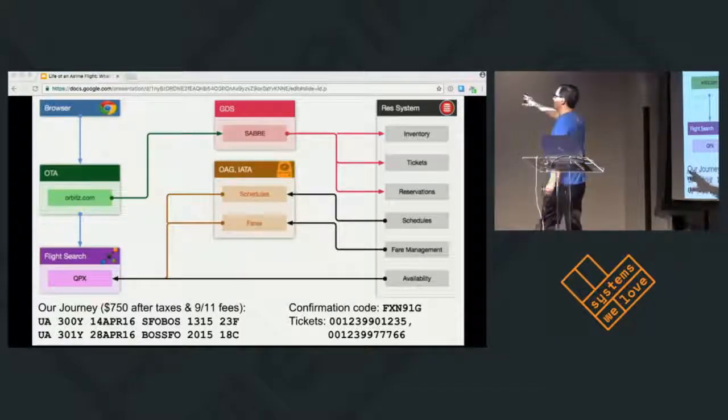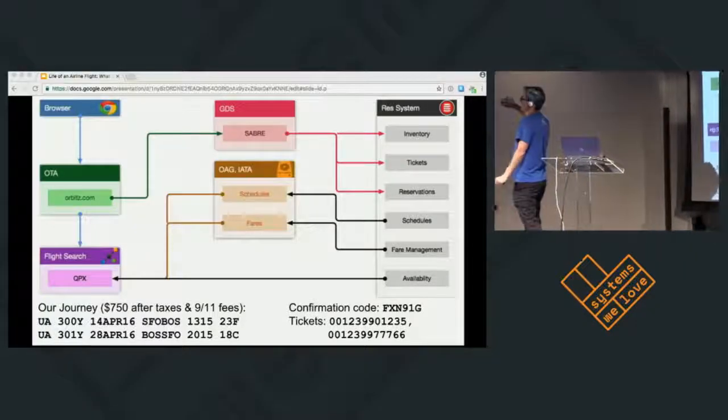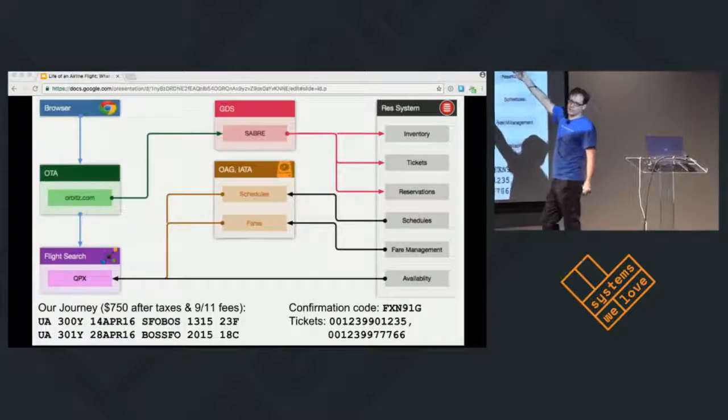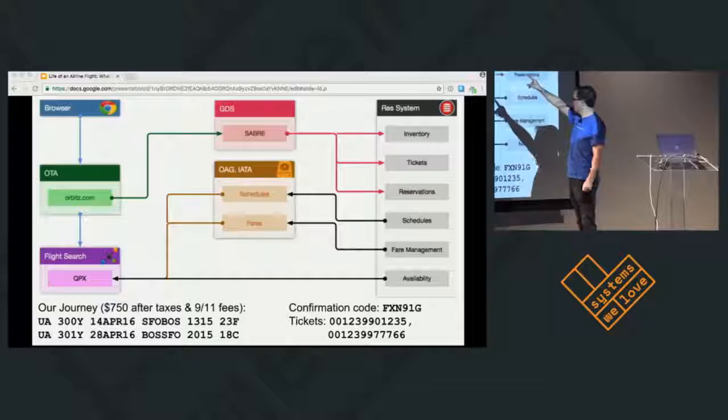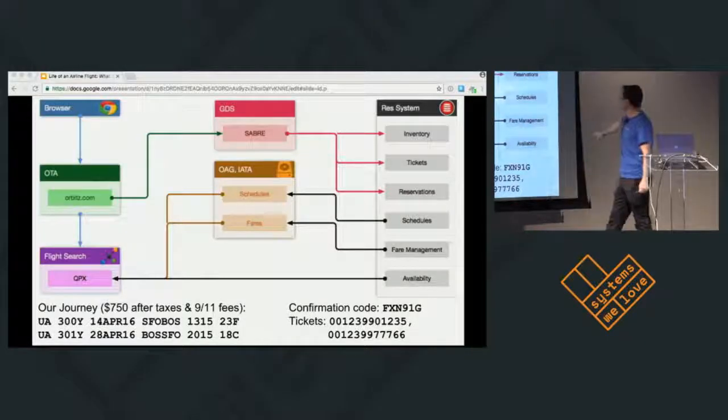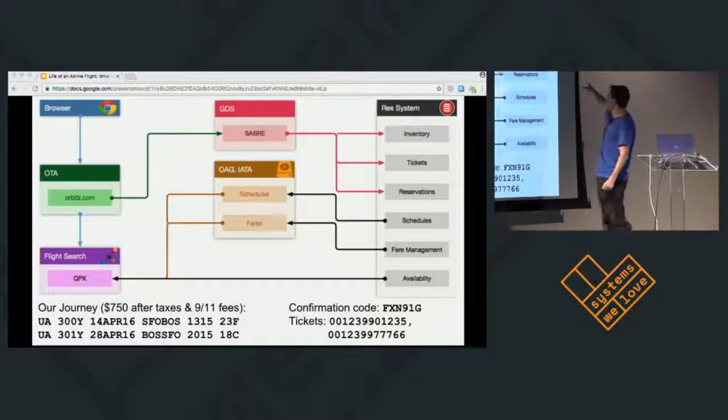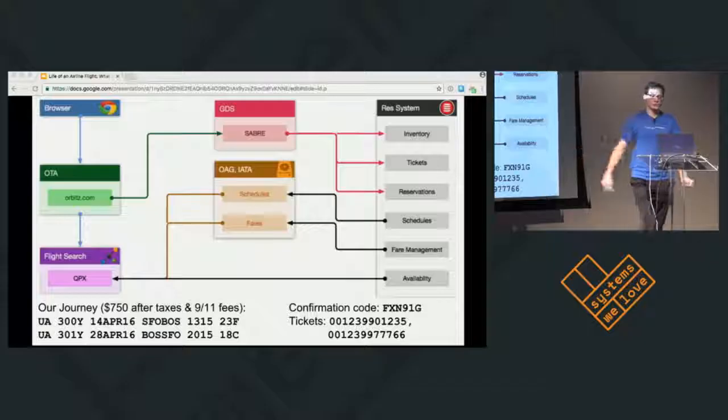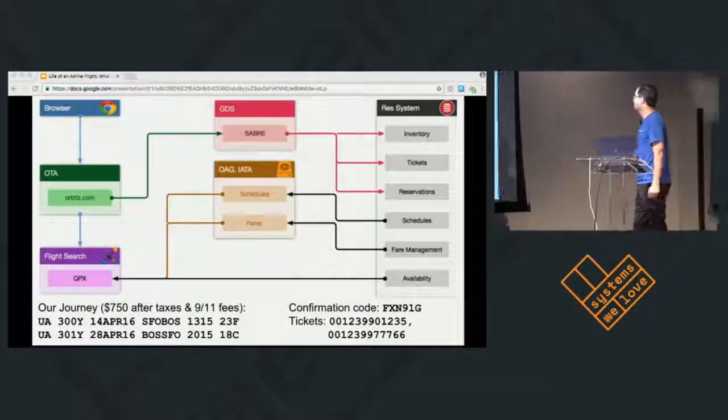On this diagram, you'll notice a few things have changed. One, we have a brand new red box, the GDS, that's up there, and I'll talk about that in a second. And then we have a reservation system on the right, and the reservation system is the canonical source for all of these things. It is where inventory is set, it's where the tickets are stored, where your reservation is stored, where the schedules are generated, where the fares are generated, and so on.